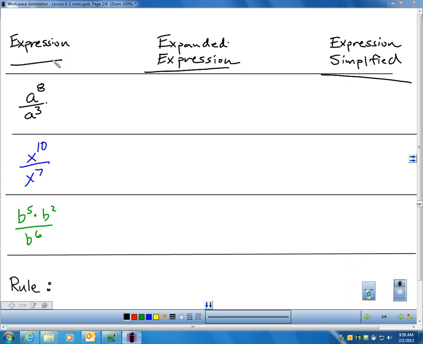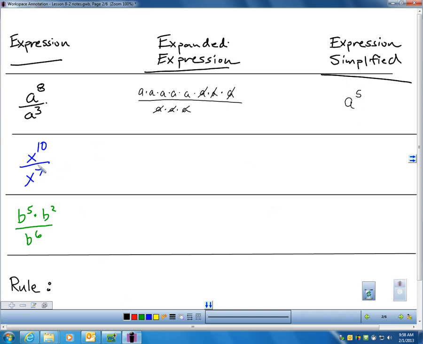The first one is we have an expression a to the 8th divided by a to the 3rd. Now when I expand that out, a to the 8th means 8 factors of a. I'm sorry, 8 factors of a, I misspoke. And then I have 3 factors of a in the denominator. Now if you think about that, 3 factors of a in the denominator will cancel with 3 factors of a in the numerator. And I'm left with 5 factors of a. I'm left with a to the 5th power.